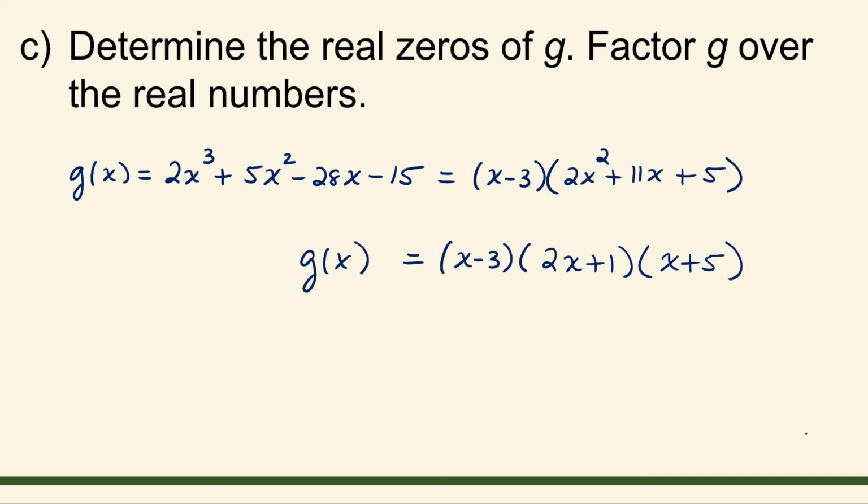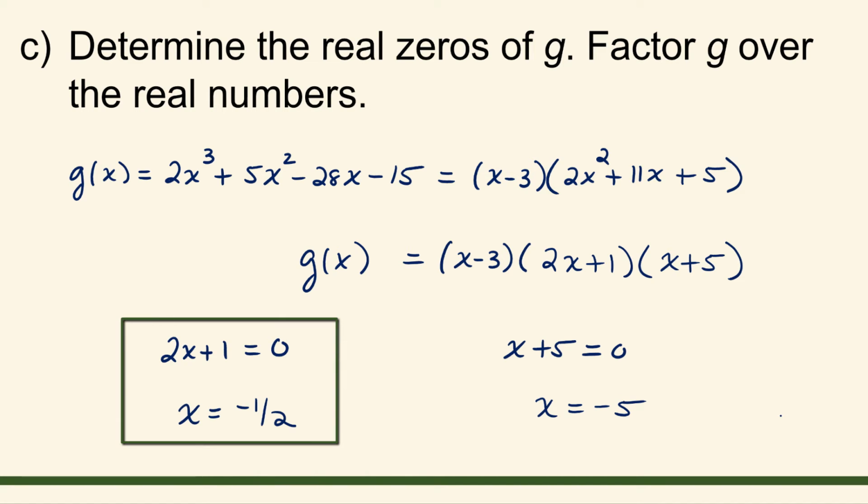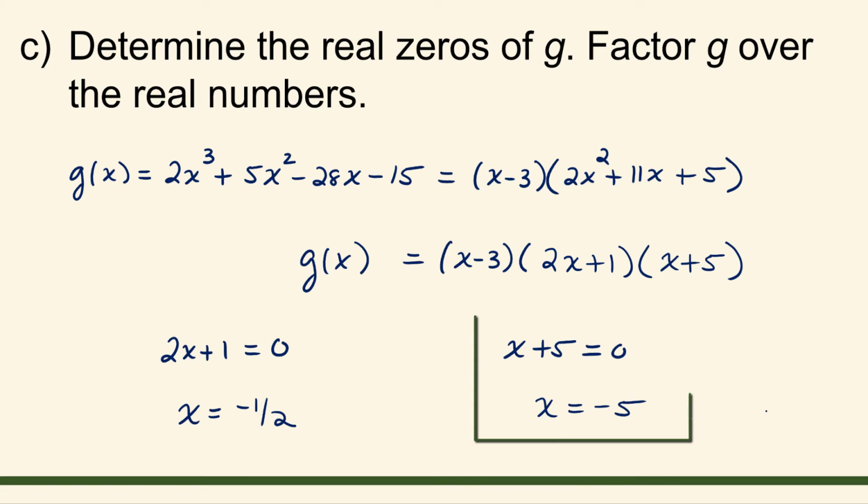Earlier, we already concluded that 3 was a zero of g of x. To find the other zeros, we will now set the other two linear factors, 2x plus 1 and x plus 5, equal to 0 and solve. Setting the factor 2x plus 1 equal to 0, we will get x is equal to negative 1/2. Setting the factor x plus 5 equal to 0, we will get x equals negative 5.